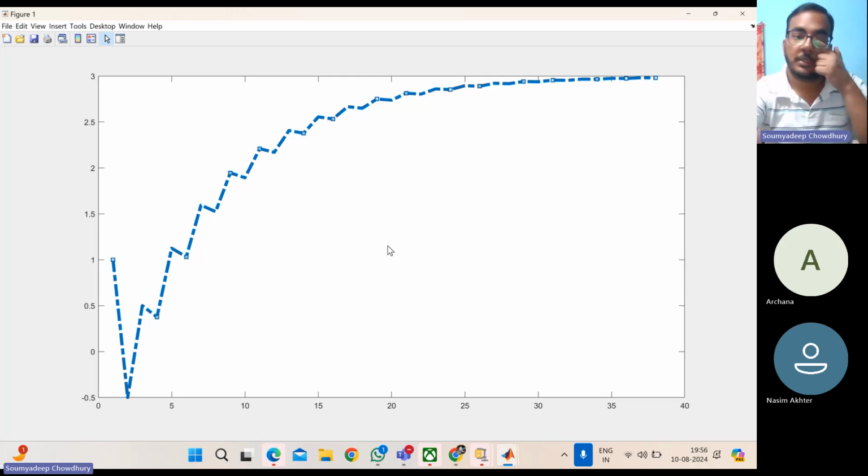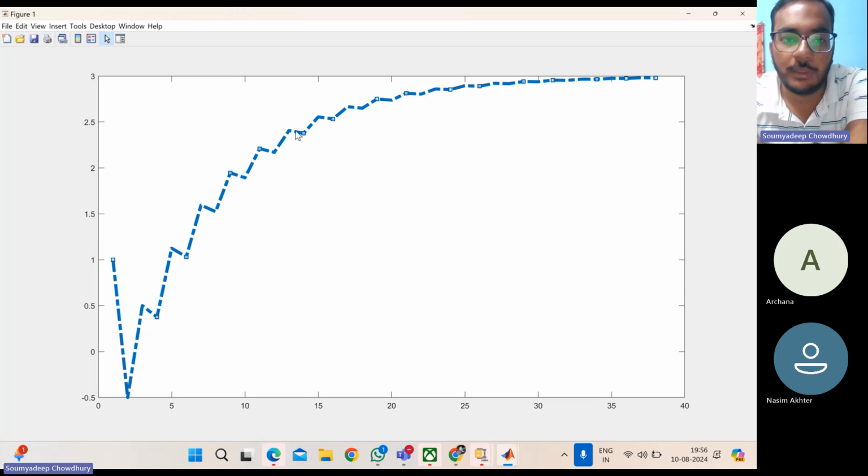So these are the different iterations. The x-axis is the number of iterations, and the y-axis is the value of x. At the first iteration, the leftmost value in the graph, it is around minus 0.5. From that it is oscillating, and then gradually as the number of iterations increases to around 38 to 40, we can see it is converging to a particular value, which is 3. So 3 is the exact value.